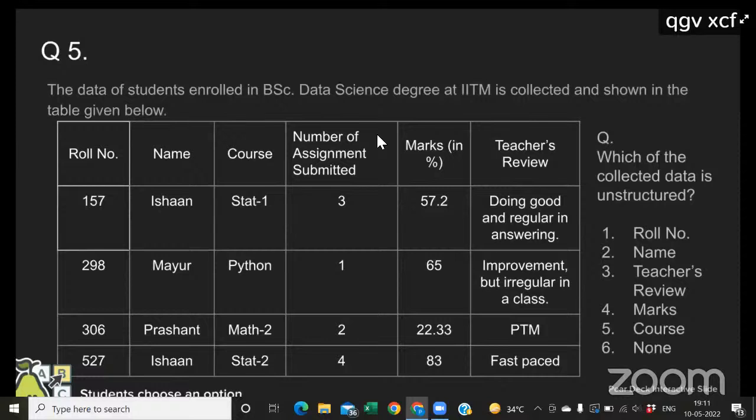One second, please see. If it takes the absolute zero, then it will not take the negative. Suppose you are saying zero number of assignments. That means there is no assignment. Can you say -1 assignment?